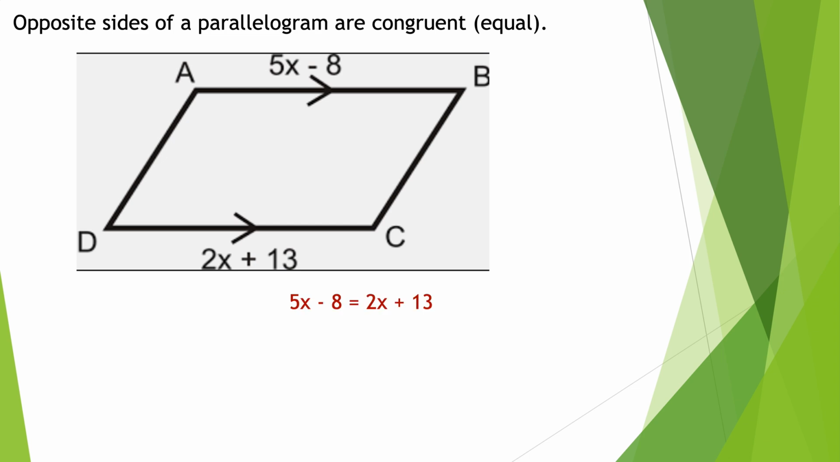Okay, so 5x minus 8 equals 2x plus 13. Opposite side, opposite operation situation. Subtracting the 2x's, and I get 3x minus 8 is 13. Adding 8 to both sides. 3x is 21. Dividing by 3, and x is 7.